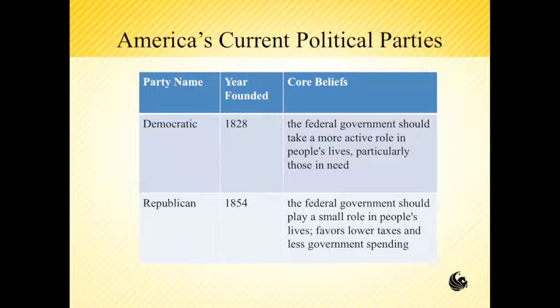The other party, the Republican Party, was founded in 1854. Their core belief is that the federal government should play a small role in the people's lives, favors low taxes and less government spending. So the Republican Party wants the government to play a very small role in your life. By playing a small role in your life, they would need less money because they wouldn't be providing as many services, therefore they can lower the taxes. The Republicans believe that with lower taxes, people can spend their money how they want to provide a lot of the needs and stuff that the government provides for them. So the Democrats want lots of government involvement and the Republicans want less government involvement.